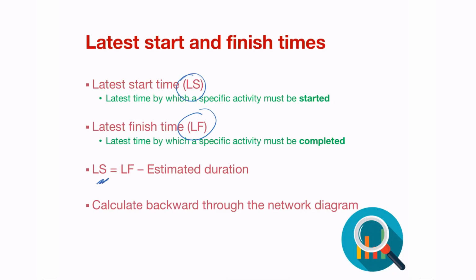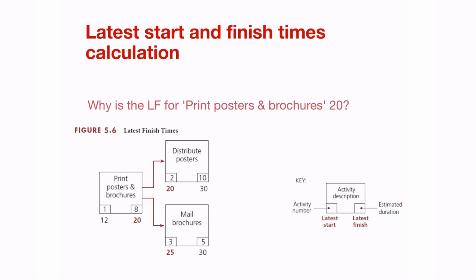So the latest a project can start, again, it's in reverse, is the late finish minus the estimated duration, and you do a backward calculation through the network diagram. Here's a good example. Let's look at why the LF, or the late finish, for printing, postage and brochures is 20. So here's the printing process and brochures. Remember, we're going backward, so we're going from right to left. Why is it 20?